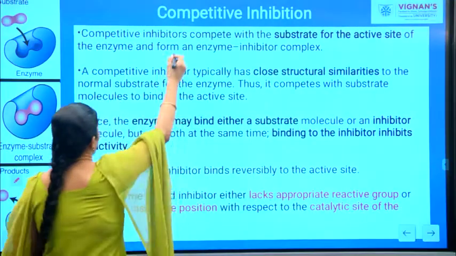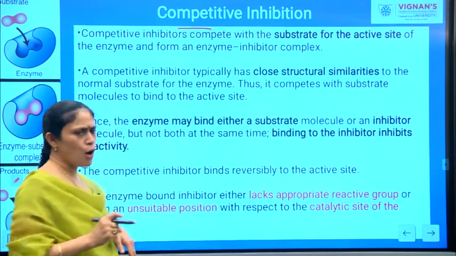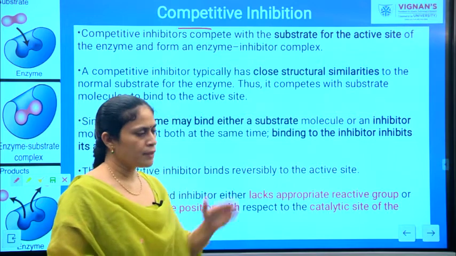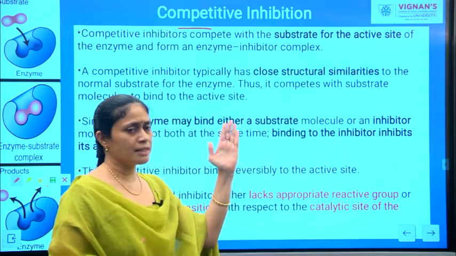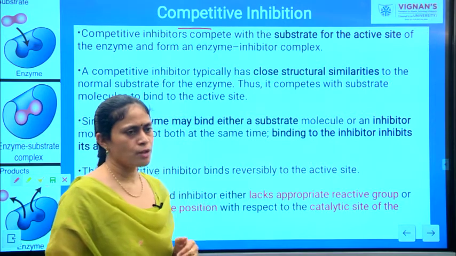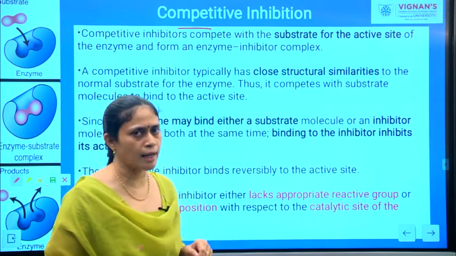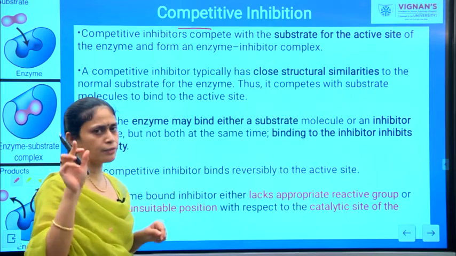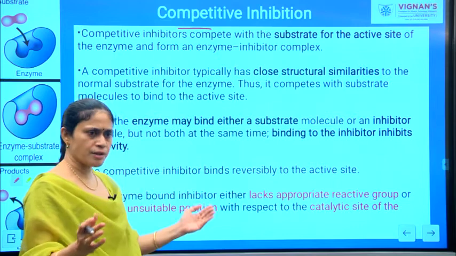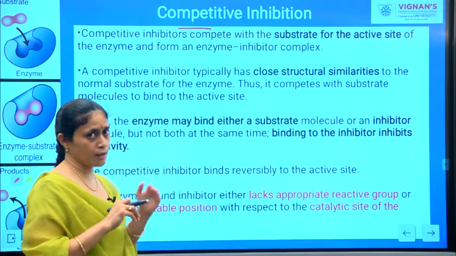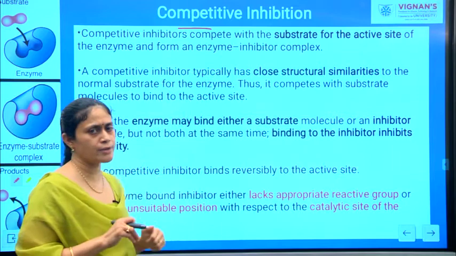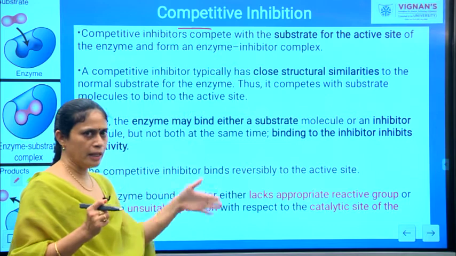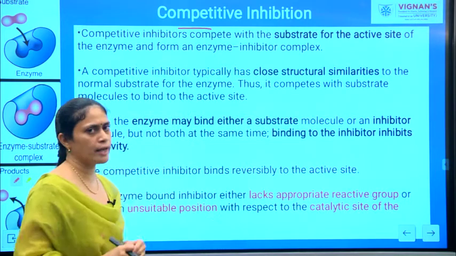We'll start with competitive inhibition. What is this competitive inhibition? As the name indicates, the inhibitor is competing with the substrate molecules to bind with the active site of the enzyme. Here, the inhibitor targets the active site of the enzyme. Actually, the substrate goes and binds to the active site of the enzyme. Now, the inhibitor is also targeting the active site of the enzyme, because of which there is a competition between the inhibitor and the substrate for the active site of the enzyme.